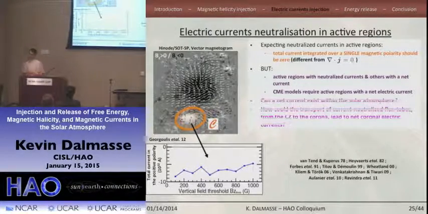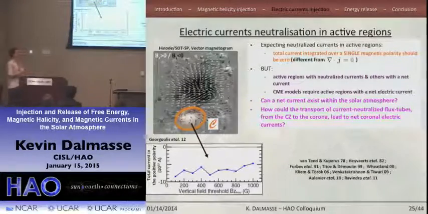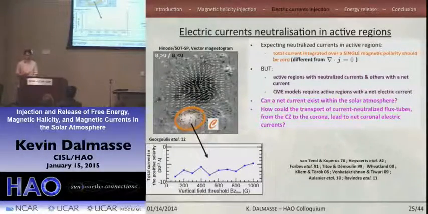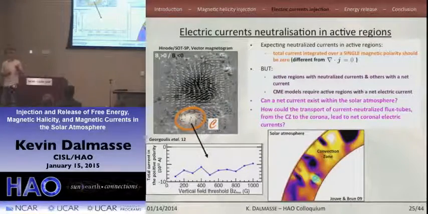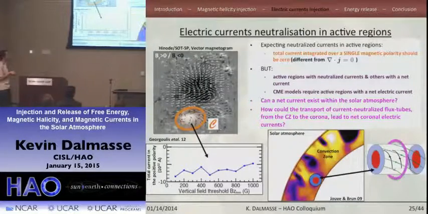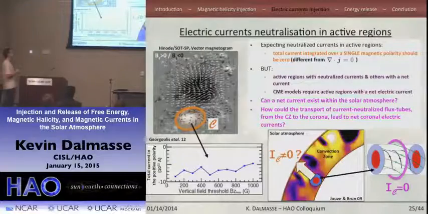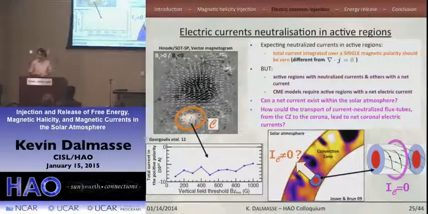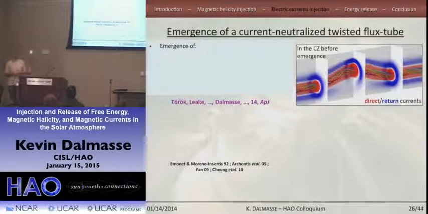So this brings two questions. First, can a net electric current exist within the solar atmosphere? And if yes, then how could the transport of current-neutralized twisted flux tubes from the convection zone into the solar corona lead to net coronal electric currents? So to answer these questions, we used numerical MHD simulations of the two main mechanisms that are responsible for electric currents in active regions, namely magnetic flux emergence and photospheric flows. So let's start with magnetic flux emergence.